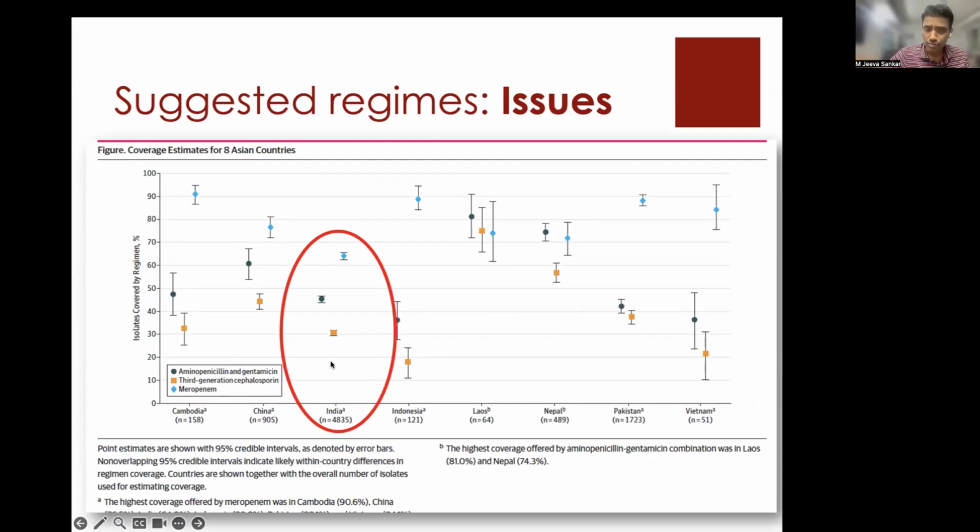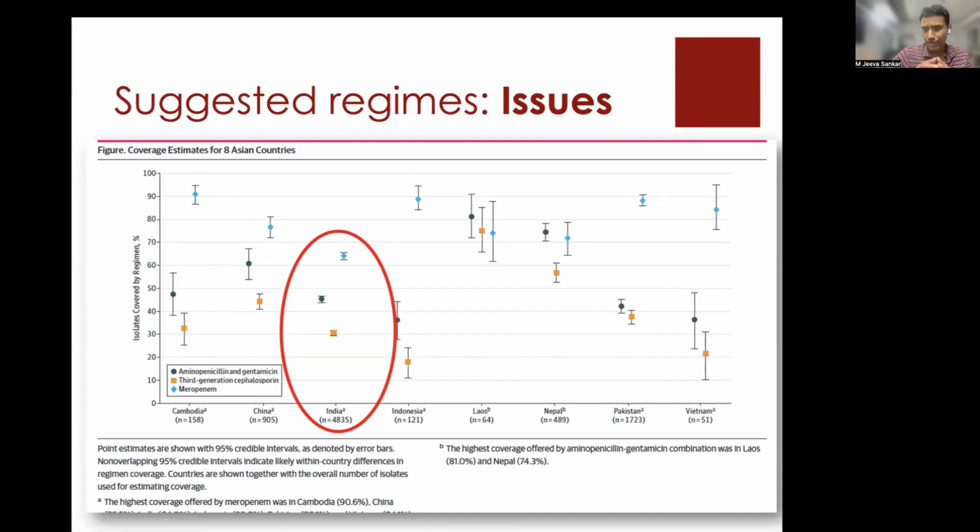So if you look at the proportion of isolates covered by a particular regime, cephalosporins cover only about 30% of the bugs which are isolated in practice. So it is about 4835 isolates. And if you look at ampicillin or amoxicillin plus genta, it is less than 50%. And the only saving grace is meropenem or carbapenem, about 65%.